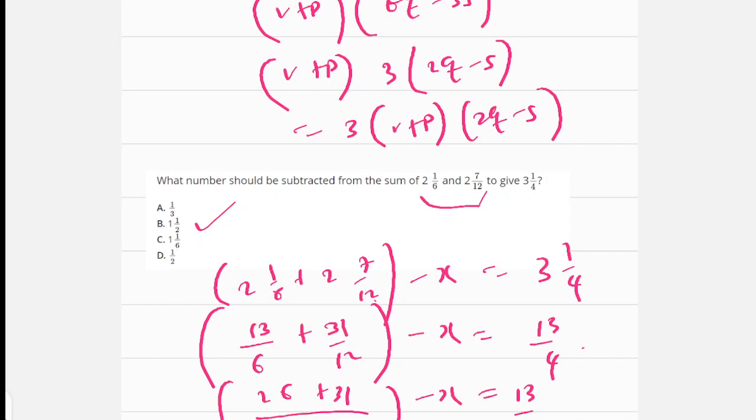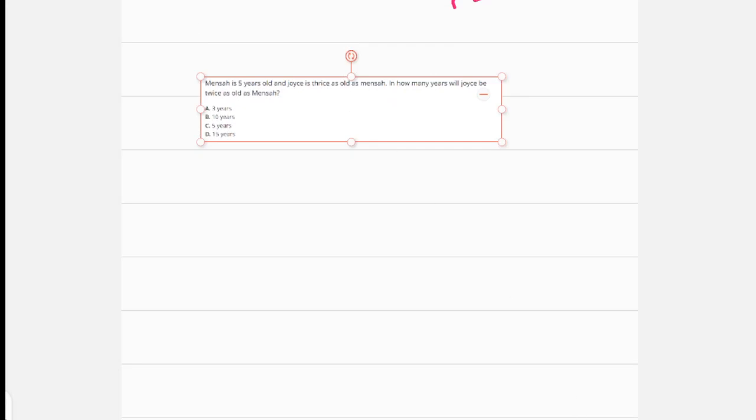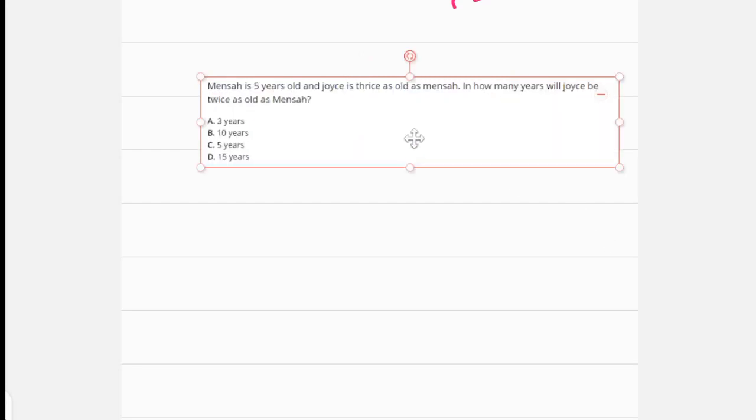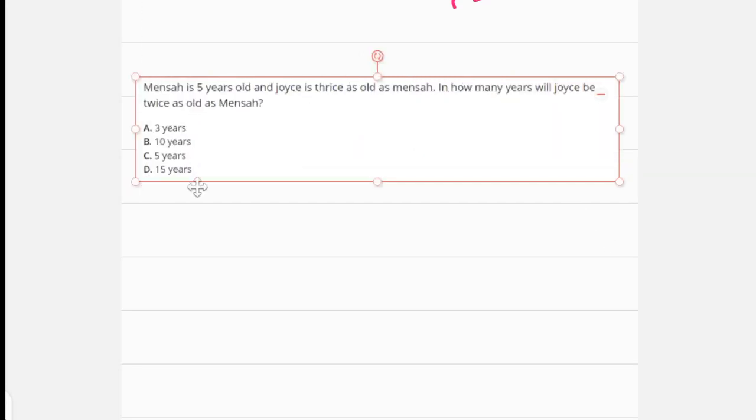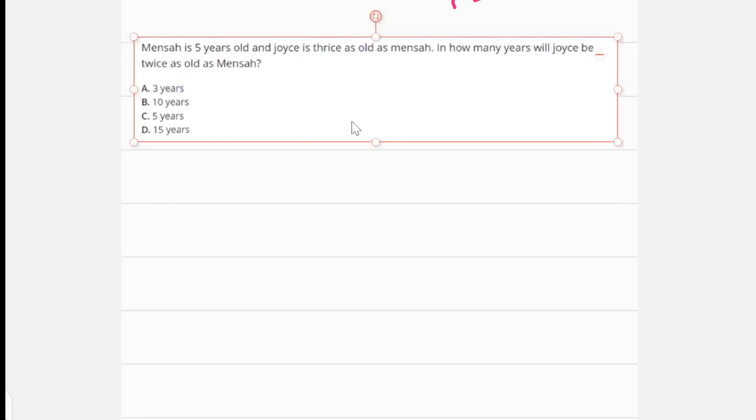Look at this question again. So I have that if Mensa is 5 years old and Joyce is thrice as old as Mensa. I think after this question, maybe for each of the episodes, I should be solving 10 questions so that it will not be too much. Because even myself, I find things boring if they are too much. You understand? So, yeah.